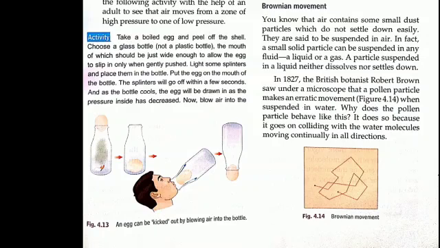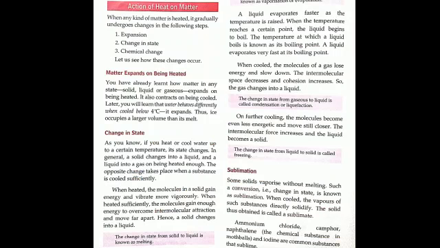Since this kind of erratic movement was first discovered by Robert Brown, a British botanist, this movement was named after him as Brownian movement.